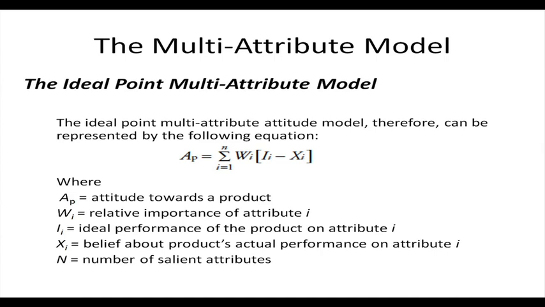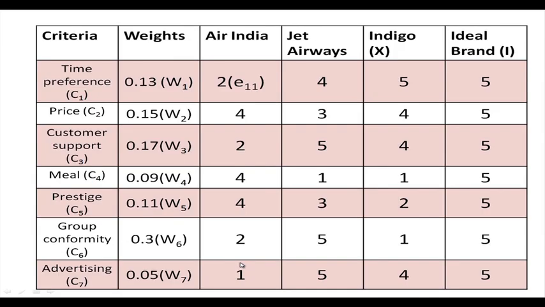Now, we go for the ideal point multi-attribute model with the same scores. Here, Wi is the relative importance of attribute i, Ii is the ideal performance of the product on attribute i, and Xi is the belief about the product's actual performance on attribute i, n is the number of salient attributes. What we are doing here is adding another column which is an ideal brand. So, we are putting the ideal score for all attributes, that is why we are putting here 5, 5, 5, 5, because that could be the best brand, and these are the other score tables which are intact.